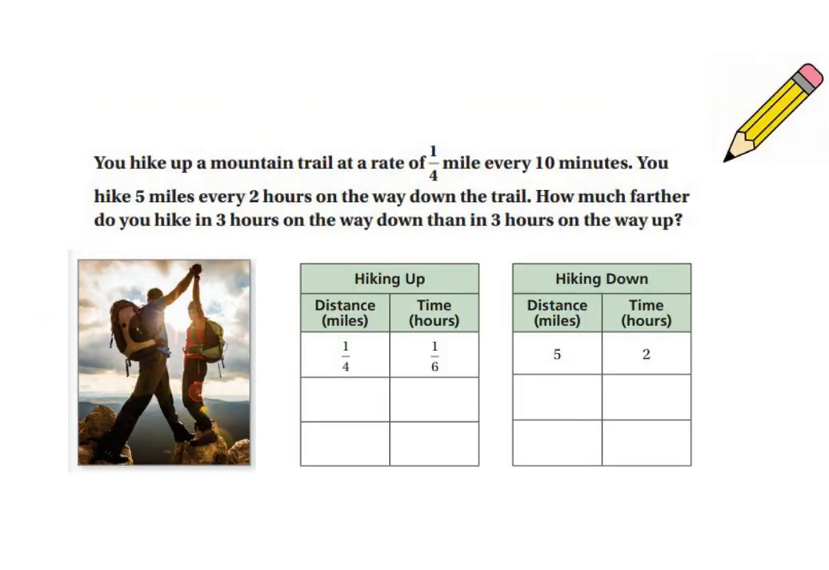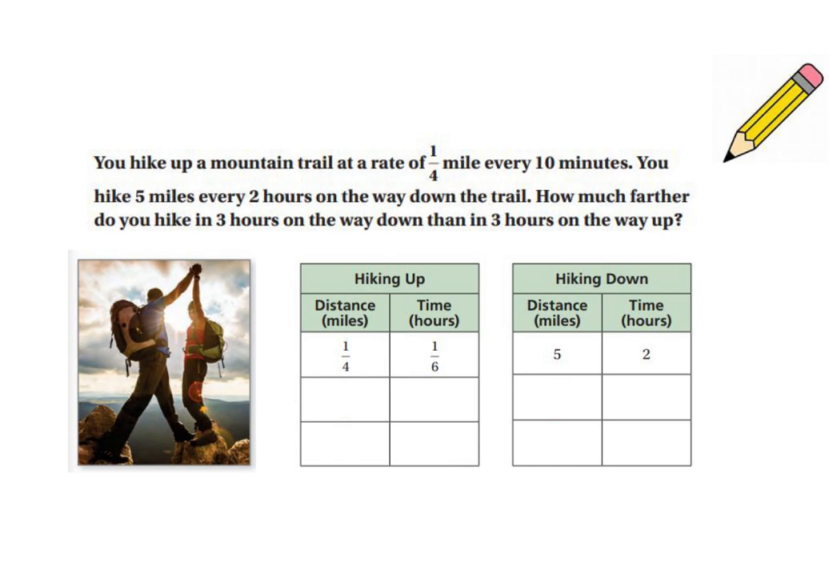For our next example, you hike up a mountain trail at a rate of 1/4 mile every 10 minutes. You hike 5 miles every 2 hours on the way down. How much further do you hike in 3 hours on the way down than 3 hours on the way up?